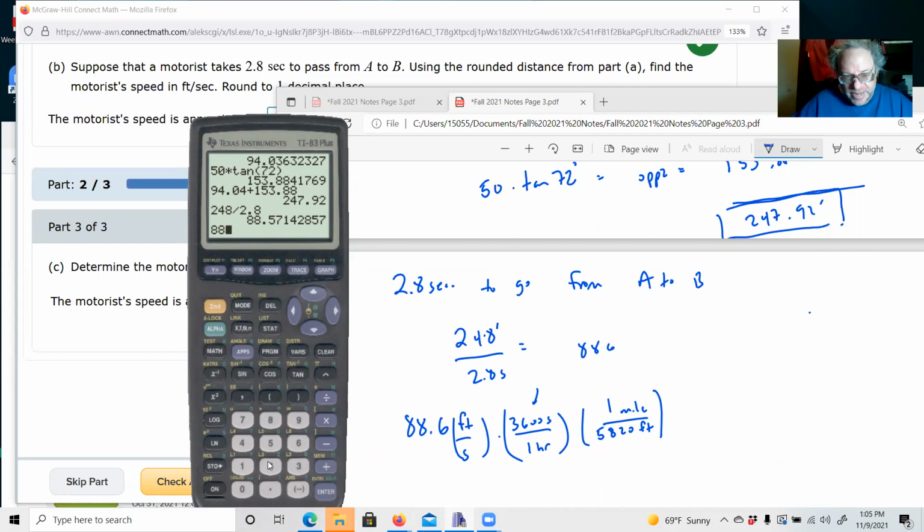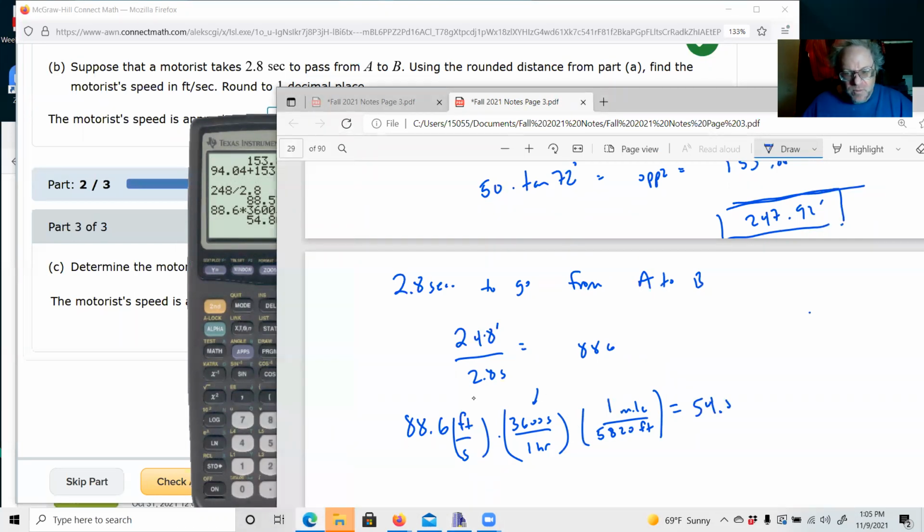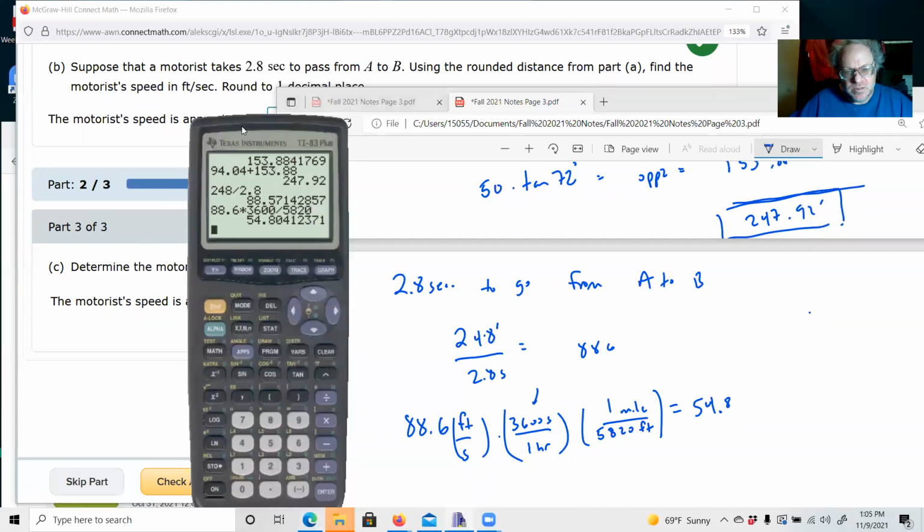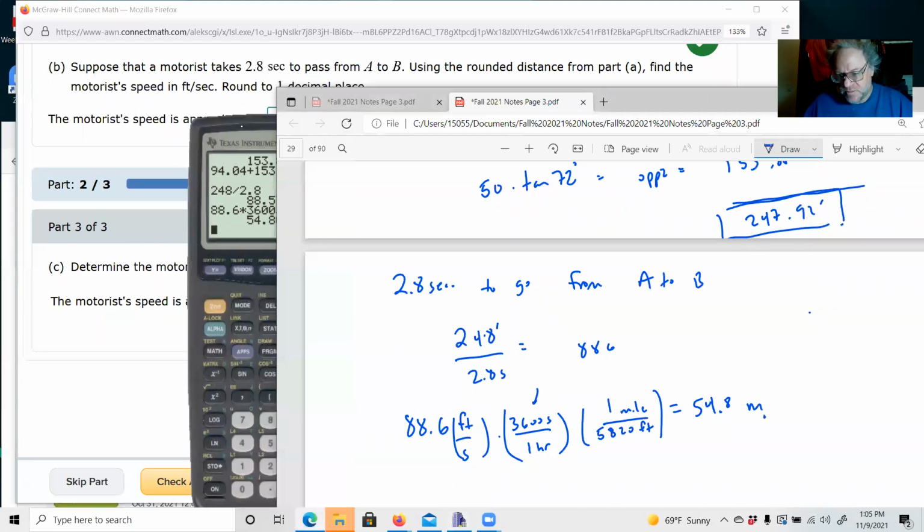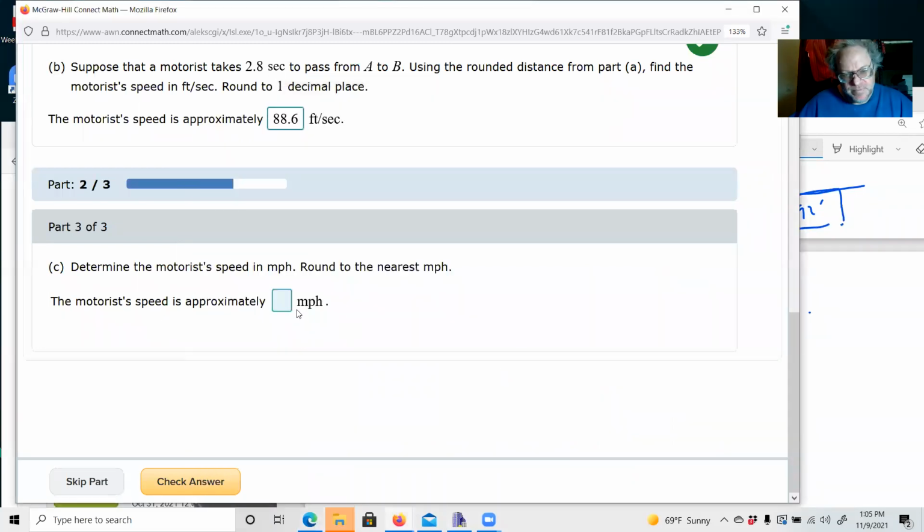So we're going to do 88.6 times 3,600 divided by 5,820. I hope it's not 5,280. I never remember which one of those is right. And we could say this is 54.8. That seems like a reasonable speed that people would do, miles per hour. And we'll say 54, 55.